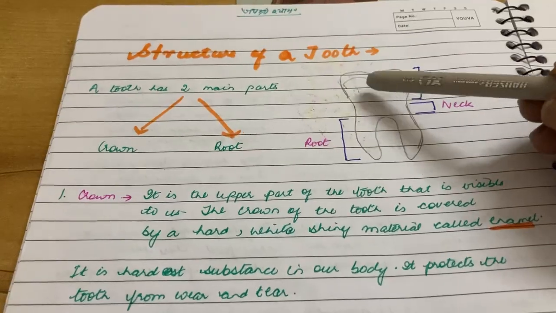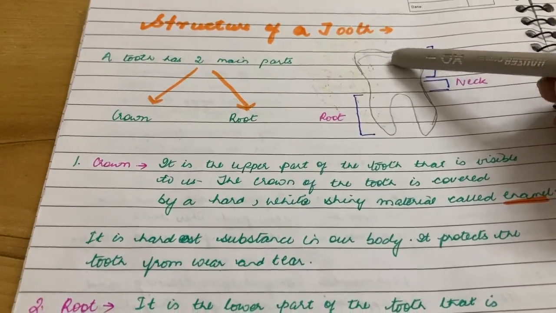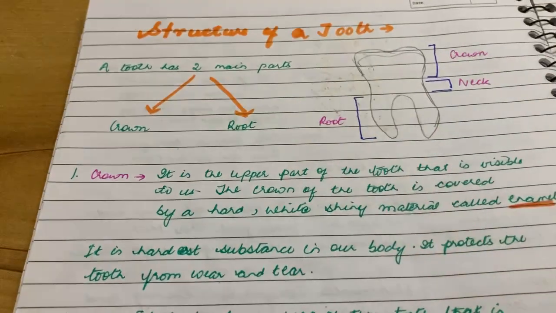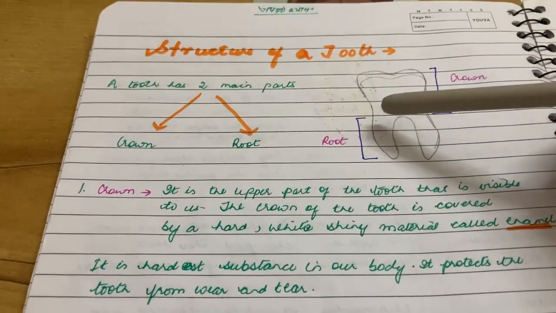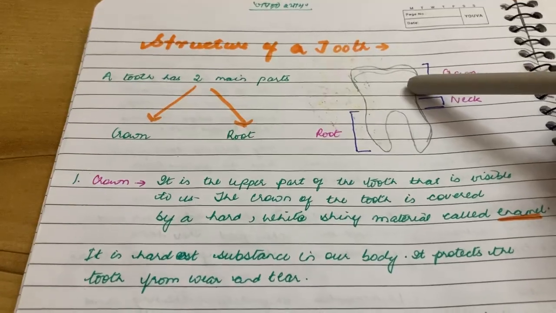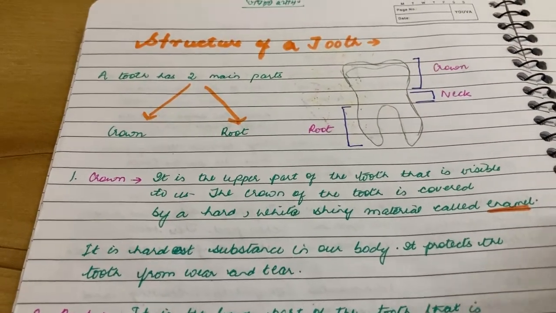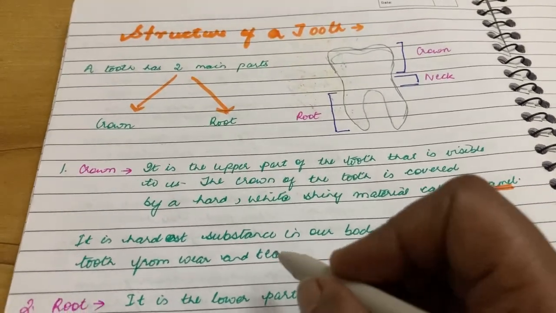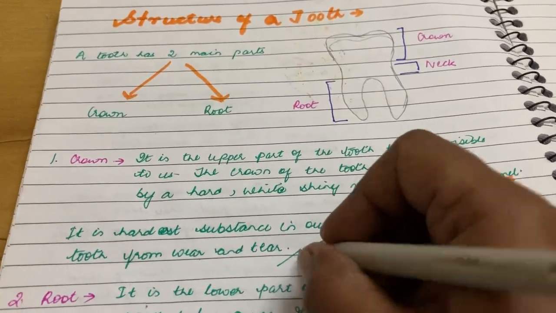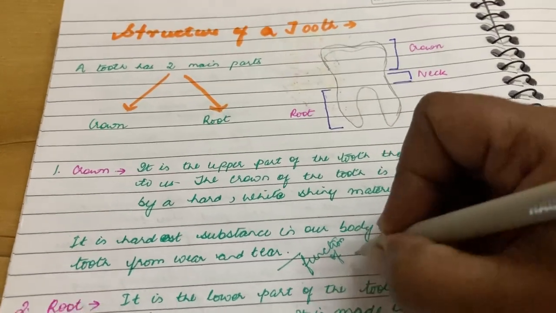It is the hardest substance in our body. The point to be noted, my dear students, here is very important. It is the hardest substance in our body. So in our body, this enamel is the hardest substance, and it protects the tooth from wear and tear. And what does it protect? It protects the tooth from wear and tear. So this is basically the function of enamel.